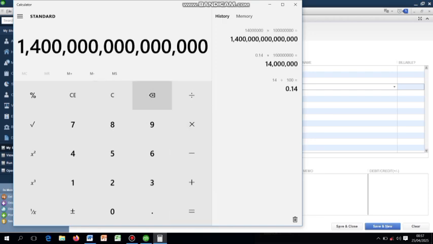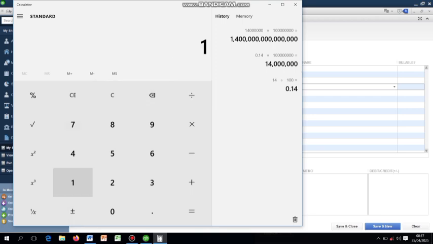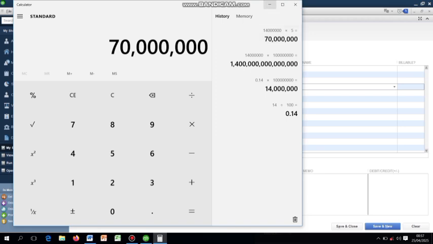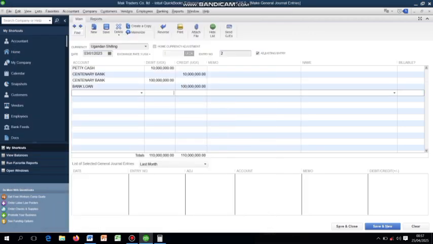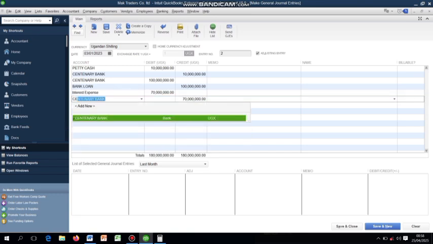I'll get the 14 million and multiply it by 5 and I get the 70. So I'll come here and write the 70 million. So I will debit the 70 million as the interest expense. Then I will credit the Centenary Bank. Yes, these are the transactions which occurred on 3rd. So I can easily save and close.